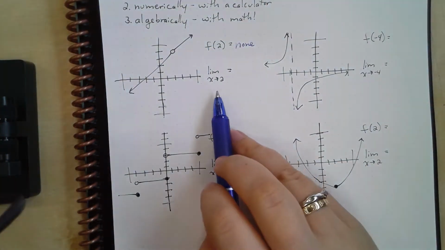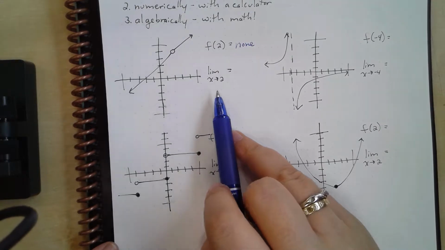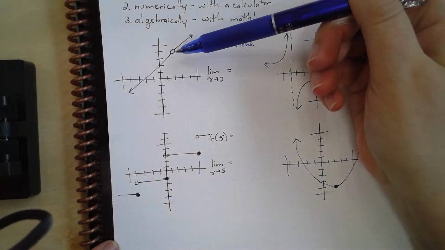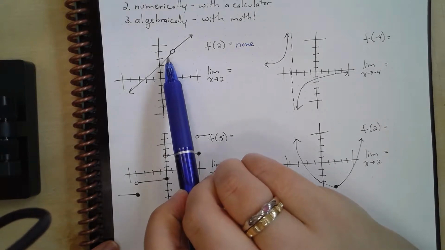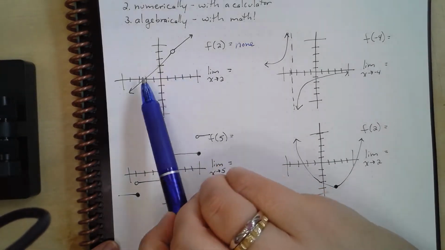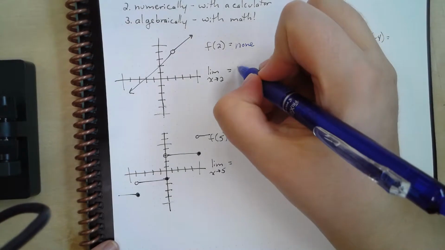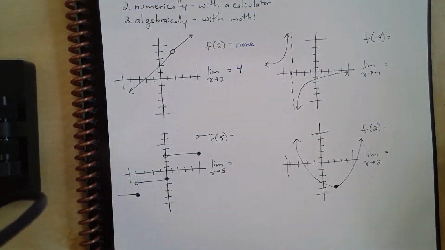But if we look at the limit as x approaches 2, if we come from the right and we look down, where is it approaching? And if we come from the left, where is it approaching? Because these are coming to the exact same place, they are both approaching 4. The limit as x approaches 2 is equal to 4.